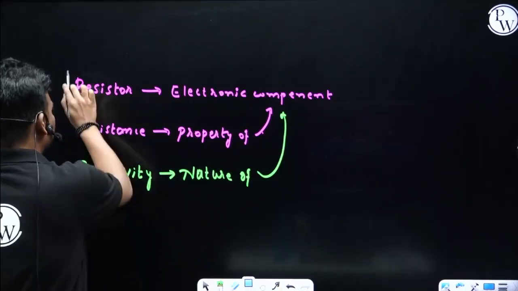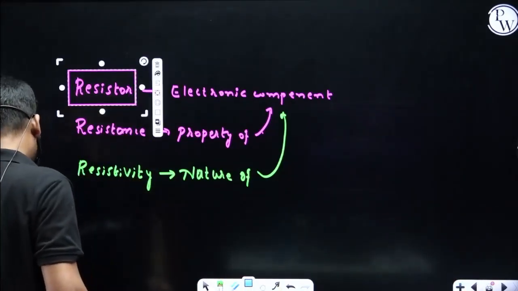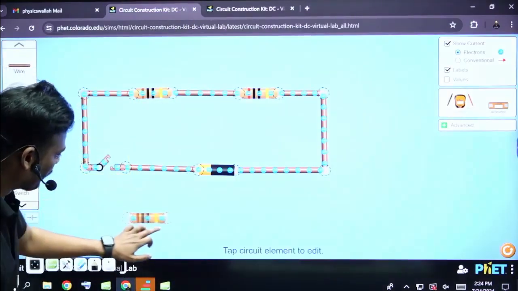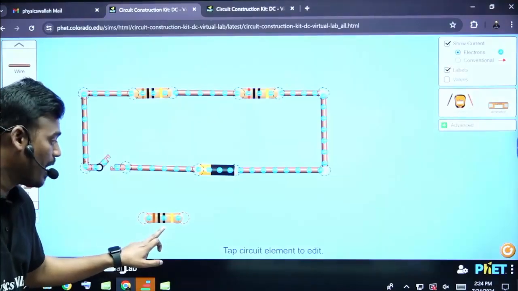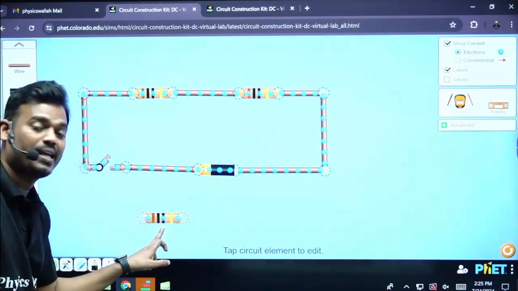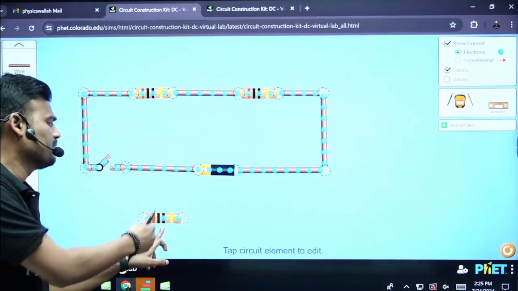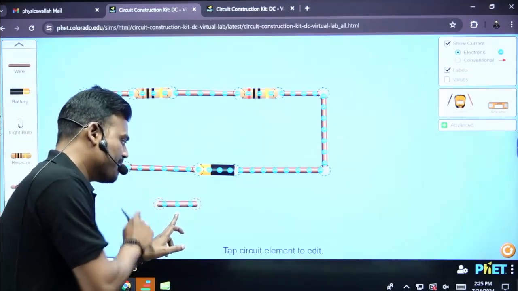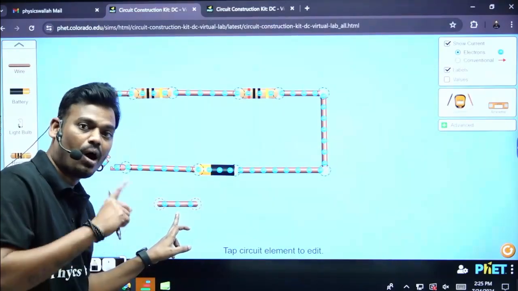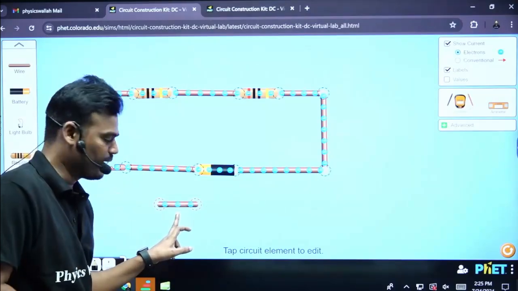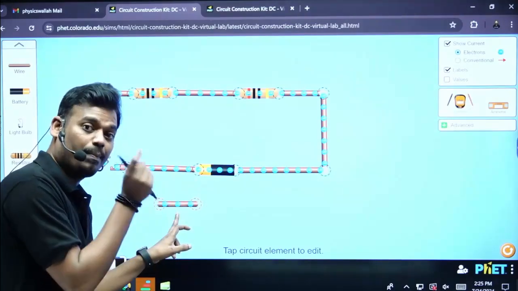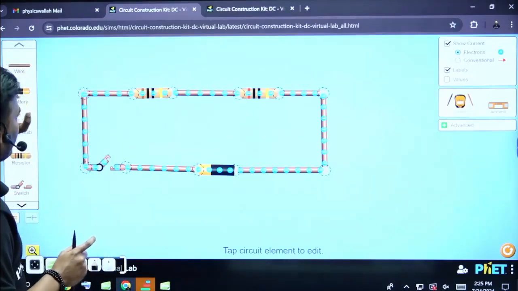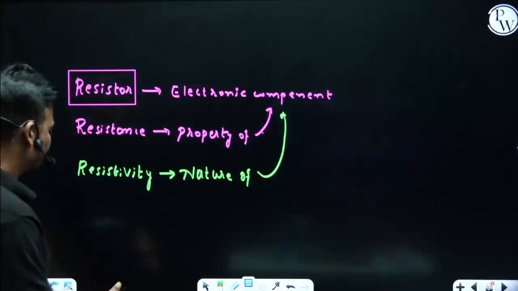If I consider resistors, how do they look? So let's have a look. Here you can see this one. This one we call a resistor, and the property of this resistor we call resistance. Or else you can consider a conductor, for example a wire. The property of a conductor called resistance opposes the flow of current through it. And the resistor is the electronic component. Don't get confused.